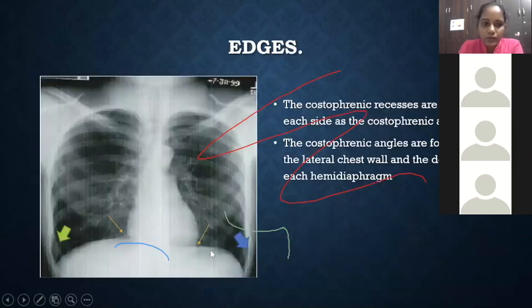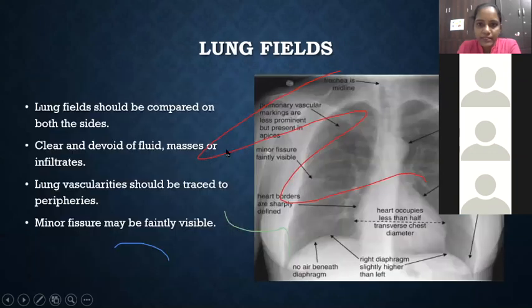And so this is the costophrenic angle, this is the cardiophrenic angle, and the lung fields. So the lung fields should always be compared on both the sides, because if there is an opacity, it should always be compared with the opposite side to know about what is the nature of the opacity, whether it is fluid or a mass, and all those things.